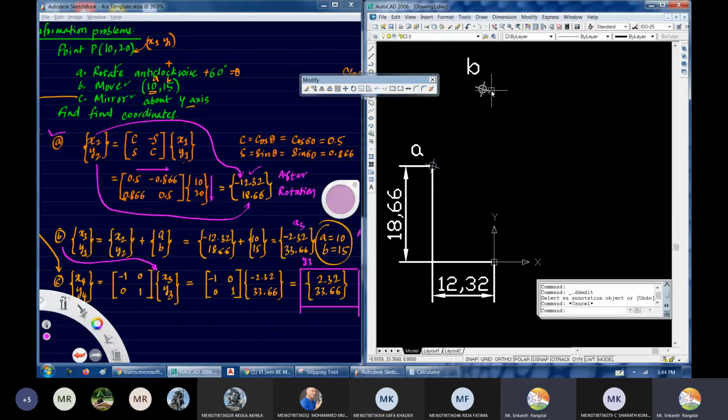Okay, now let's learn something that is called homogeneous transformations. Next, we have to take up homogeneous transformations. Ready?